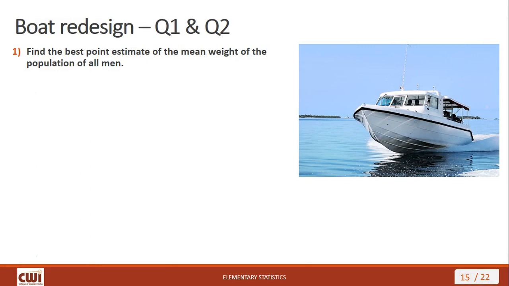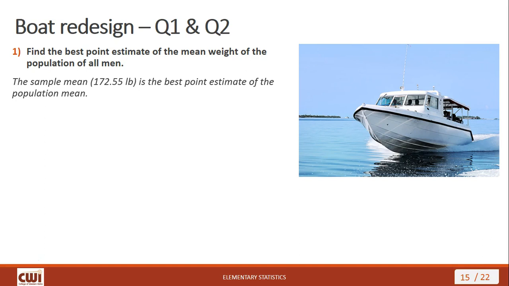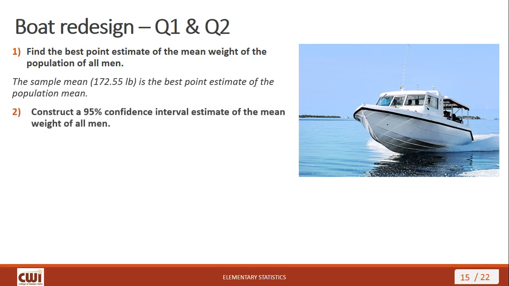So the first one was we were asked to find the best point estimate of the mean weight of the population of all men. Well, this is going to be the sample mean. It's going to be the best point estimate because the mean is an unbiased estimator. So we're just going to take the sample mean as our best point estimate.